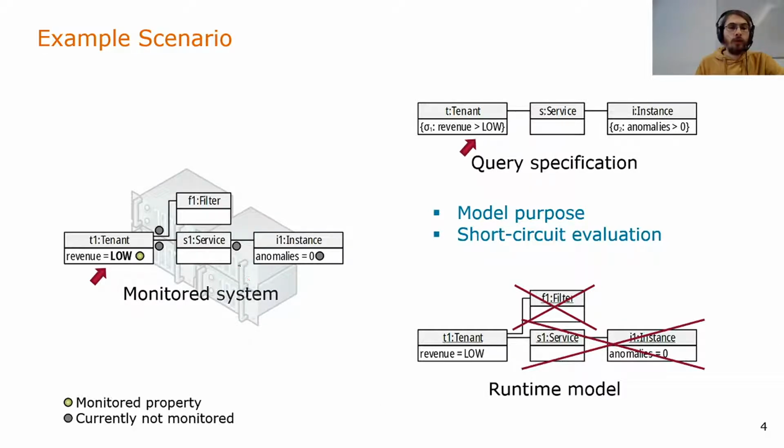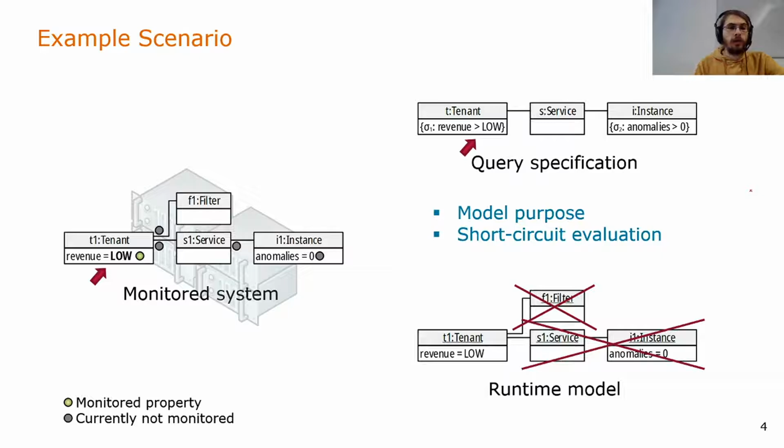Doing that, we could then obviously also deactivate the sensors that are concerned with extracting the corresponding data, which is indicated by these gray circles. And effectively, we only have to turn on one sensor that tries to collect this revenue property of the tenant T1, which is indicated by a green circle.